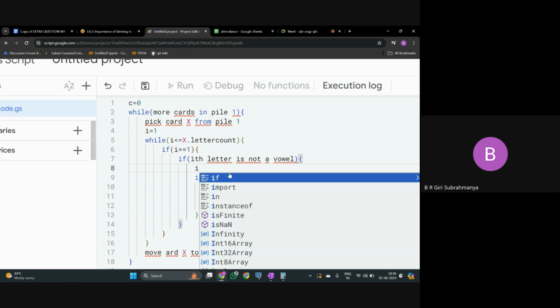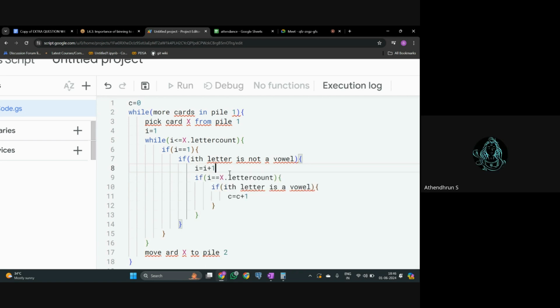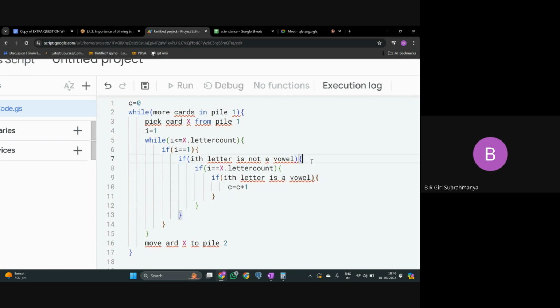It will be the second letter, right? Yes, sir, but it does not satisfy the if condition. Oh. Then we have to write else. Okay, what is the flow? What is the basic idea?